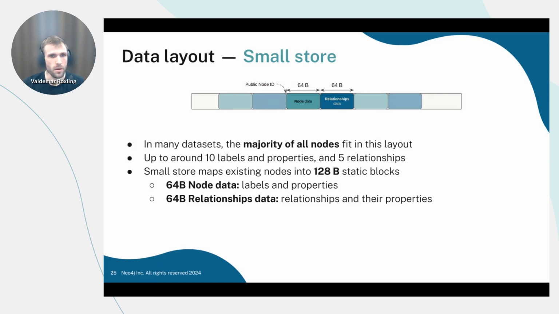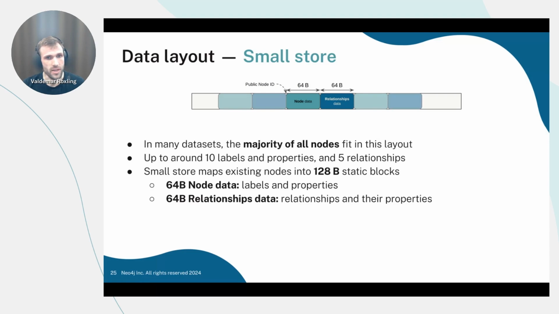So we had basically a 128 byte static block. This is the node, and it's split into two parts. One part is 64 byte node data, and the node data is labels and properties. And then we have 64 bytes of relationships data that belongs to this node.